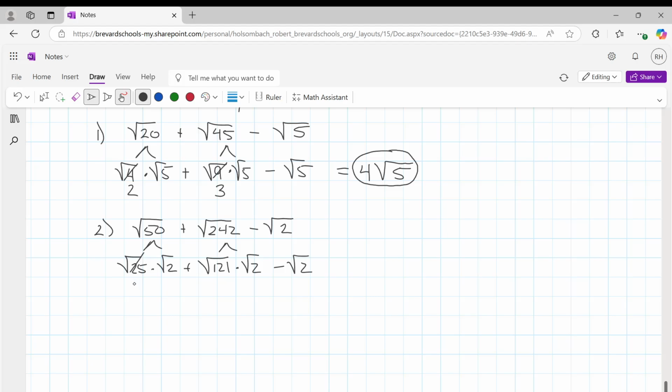Square root of 25 is 5. Square root of 121 is 11. So we get 5 plus 11, which is 16, minus 1 is 15, and it's all times radical 2.